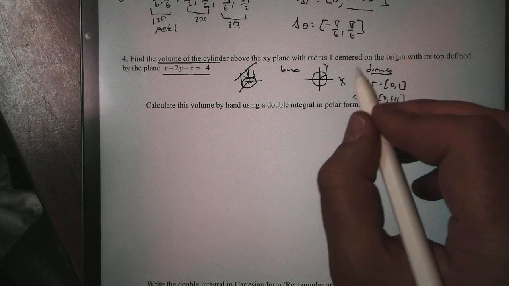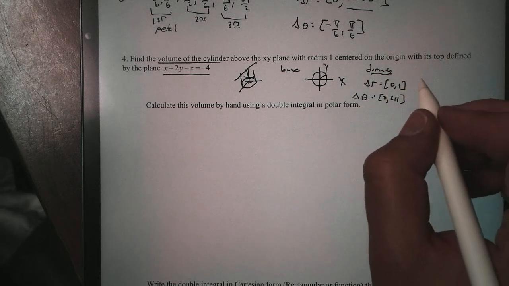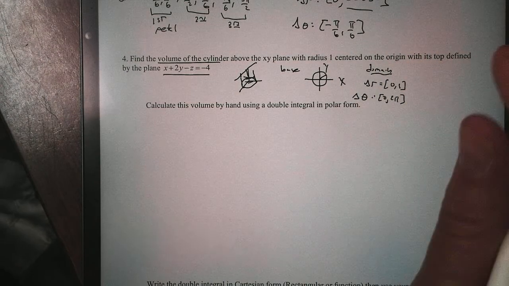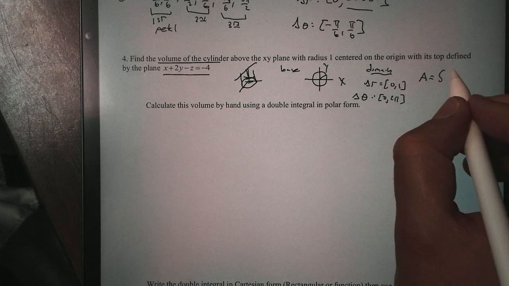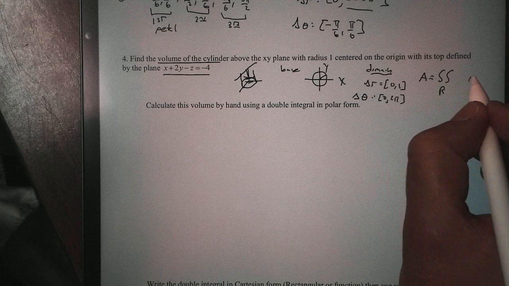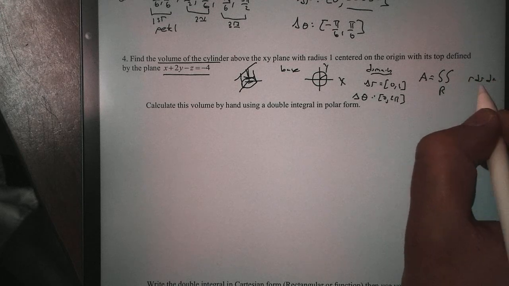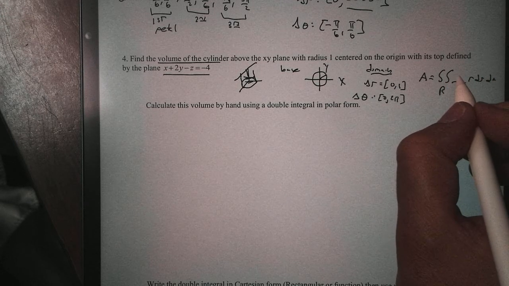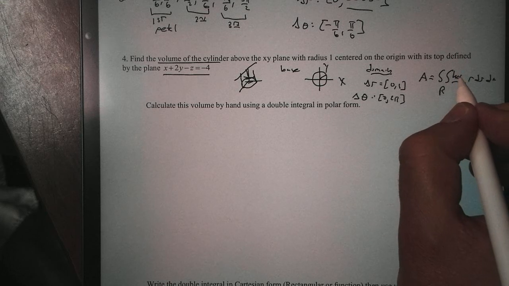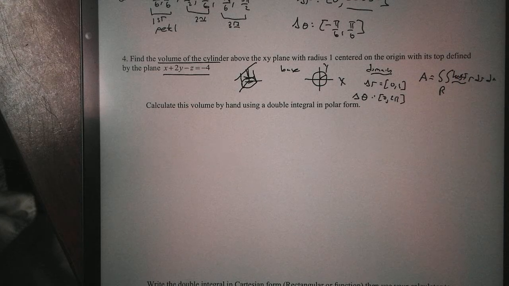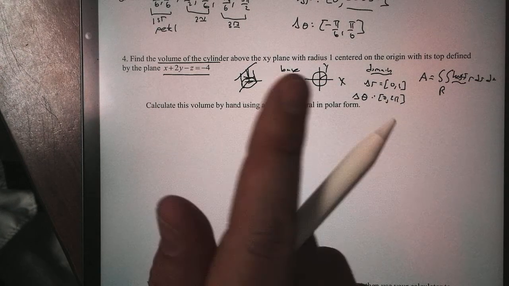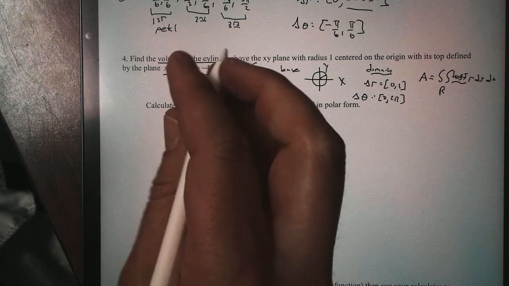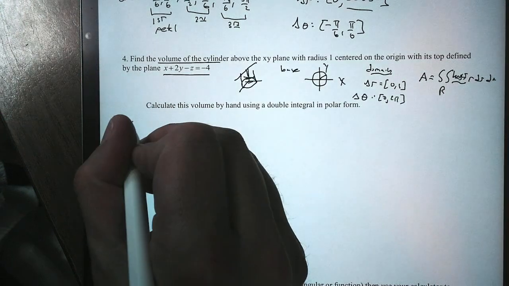So there's my base. Now I've got to multiply that by the height. I already have the area of my base, which would be the double integral of r dr d theta. Now we just have to multiply it by the height. So how do we get the height? We're going to calculate the volume by hand using double integrals in polar form.